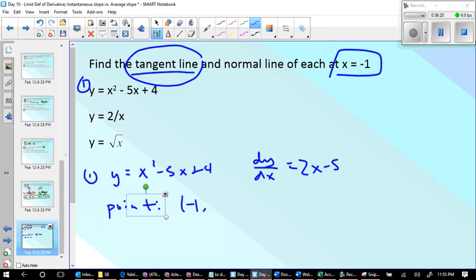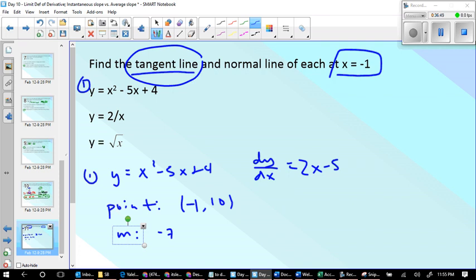Plug in. So I plug in -1, that gives me 1 plus 5 plus 4 gives me 10. You should totally check my arithmetic, that's always the worst for me. And I need a slope. Remember that dy/dx represents the slope at any point. So if I want to find my slope at -1, I just want to plug -1 into my dy/dx, which gives me a slope of -7.